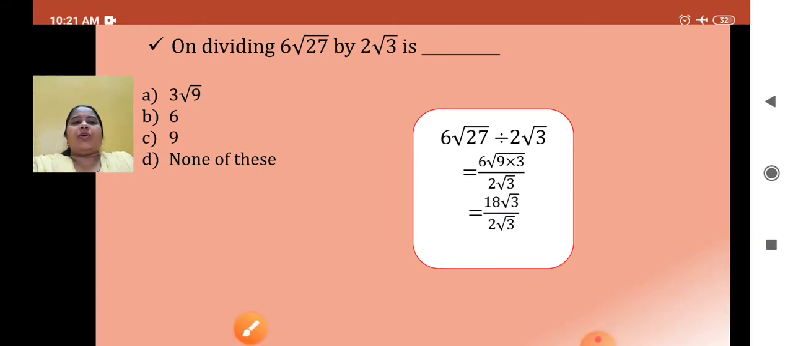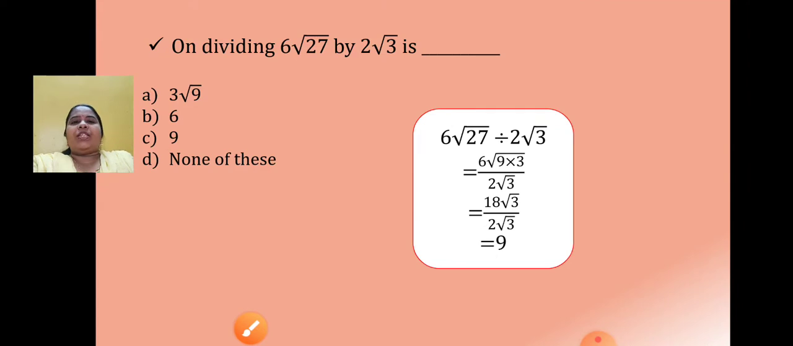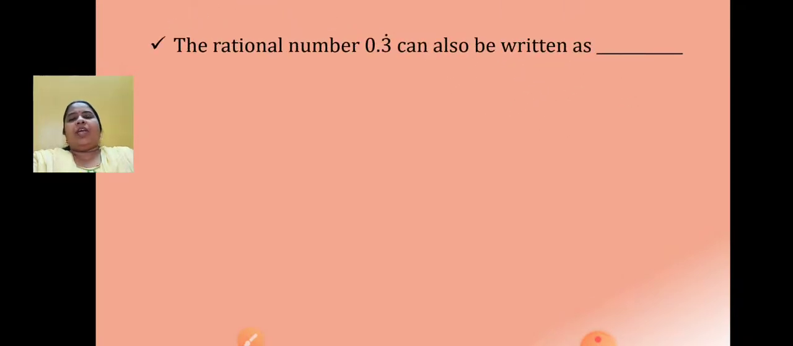So what is the correct option from here? Option C, that it is 9. I hope this is understood. Now this type of division sums can be asked which can carry 2 marks in the exam. Is it clear? Okay. The next type. The rational number 0.3 recurring can be written as dash. Okay. Options are 0.3, 3 upon 10, 0.33, 1 upon 3.